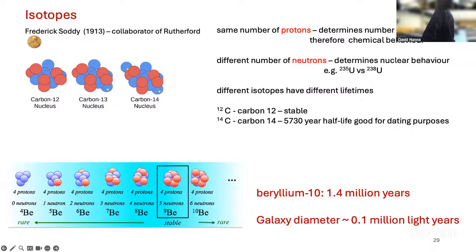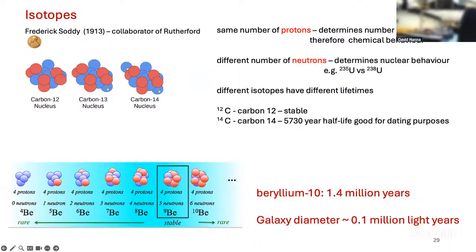So carbon, you will all have heard of carbon dating. Carbon comes in different isotopes, 12, 13, and 14. Carbon-14 is unstable with a 5,000 to 6,000 year half-life. That's ideal for dating things that are of the order of 1,000 or 10,000 years old. For example, the Shroud of Turin, they did that. They were trying to figure out the age of that.